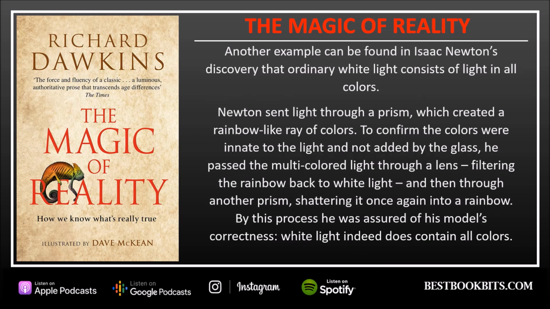Another example can be found in Isaac Newton's discovery that ordinary white light consists of light in all colours. Newton sent light through a prism, which creates a rainbow-like ray of colours. To confirm the colours were innate to the light and not added by the glass, he passed the multicoloured light through a lens, filtering the rainbow back to white light, and then through another prism, shattering it once again into a rainbow. By this process, he was assured of his model's correctness. White light indeed does contain all colours.